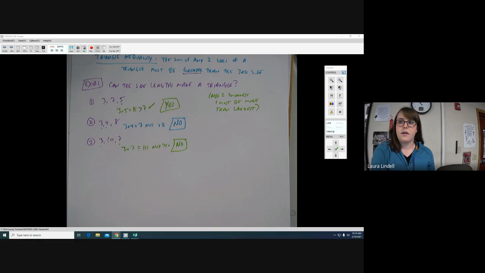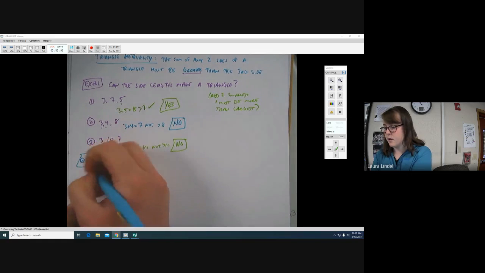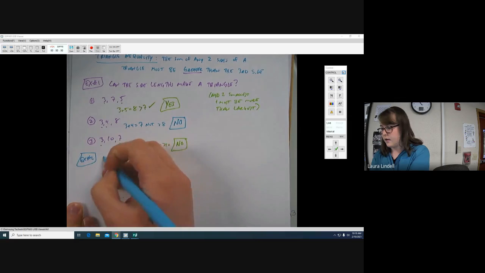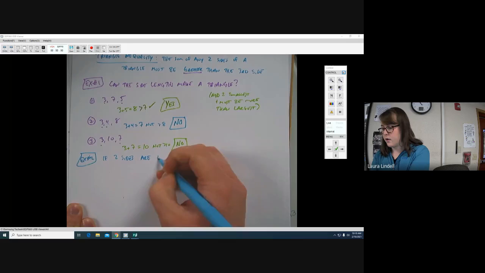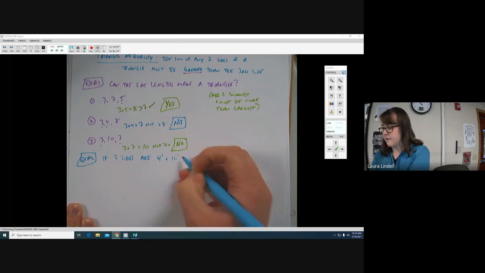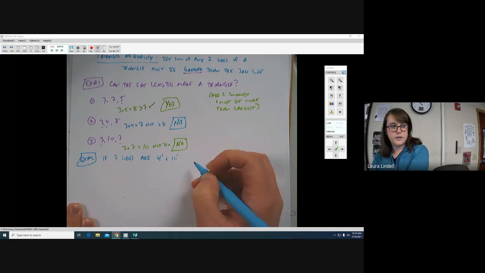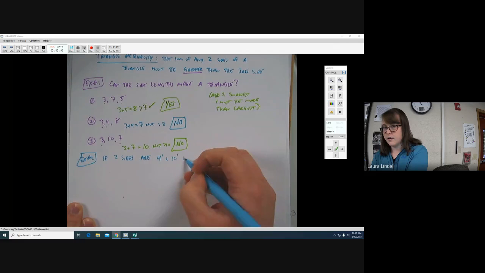All right. The next kind of question that you're going to see is they're going to ask for a range of values for the third side. So they'll give you like the lengths of two of the sides, and then they'll say, what's a range of possible values for my third side? So, example number 2, if two sides are 4 feet and 10 feet, what's the range of values for the third side?